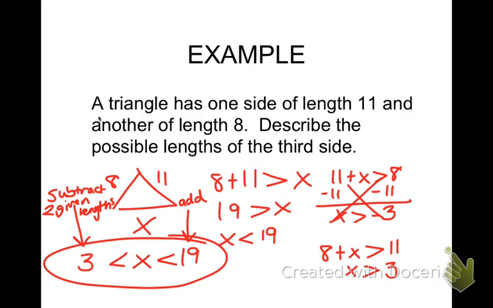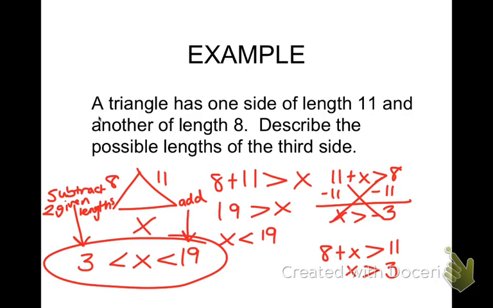So if my triangle's two side lengths were, let's say, 5 and 6, what would be the inequality? What would be on the left? 1. What would be on the right? 11. If I change my numbers to 7 and 10, 3 and 17. How would we get 3? 10 minus 7 is 3.